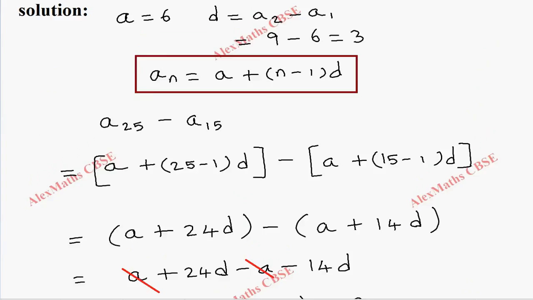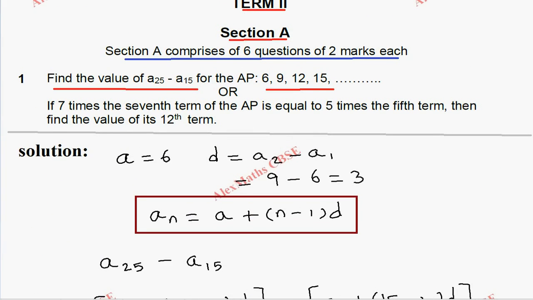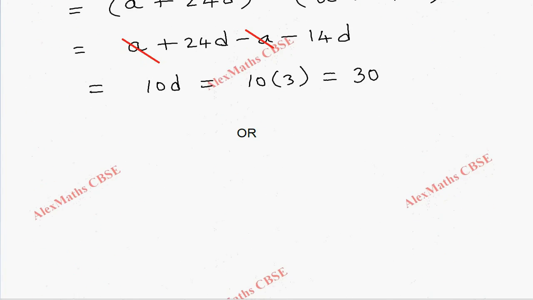Now, we are going to solve the OR part. Here it is given, if 7 times the 7th term of the AP is equal to 5 times the 5th term, we have to find the value of the 12th term. So as per the question, 7 times the 7th term is 7 into A7, that is equal to 5 times the 5th term, and we have to find out what is the value of the 12th term.